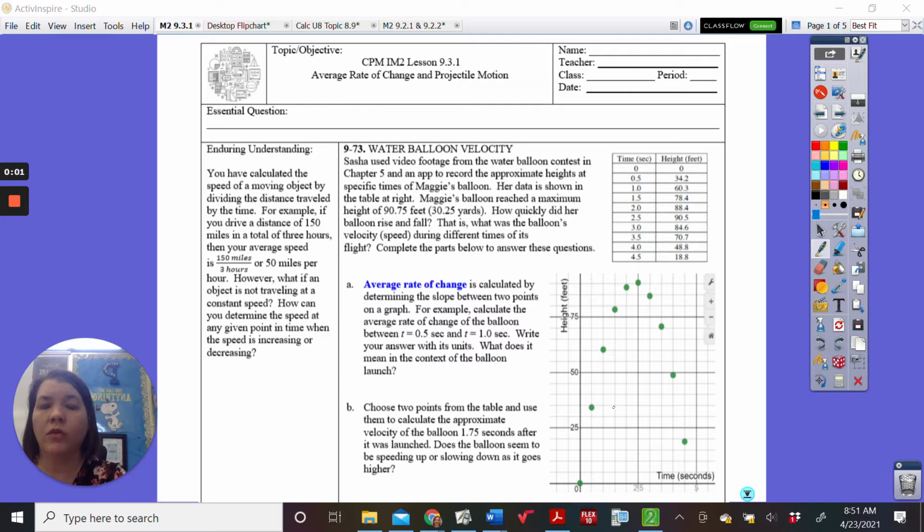Right, this is Math 2, Lesson 9.3.1, Average Rate of Change and Projectile Motion. There's a lot here, but it's also fairly straightforward. So we'll see how it goes.